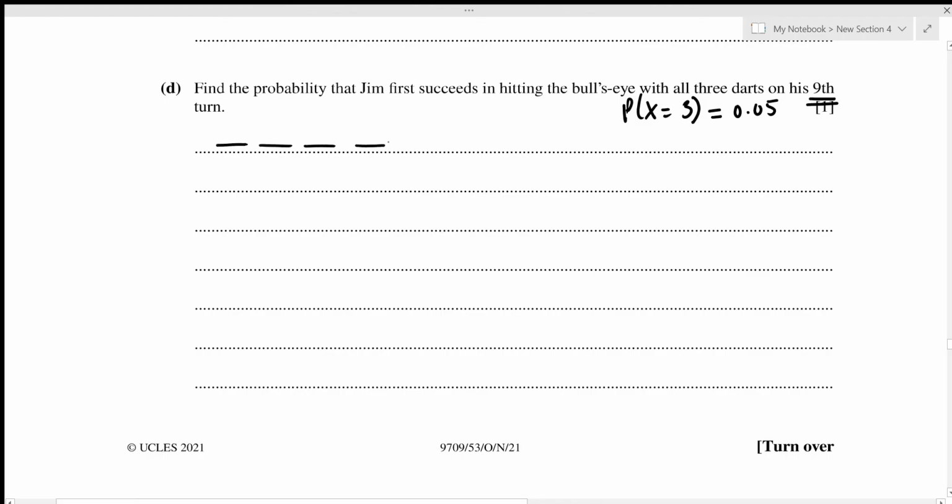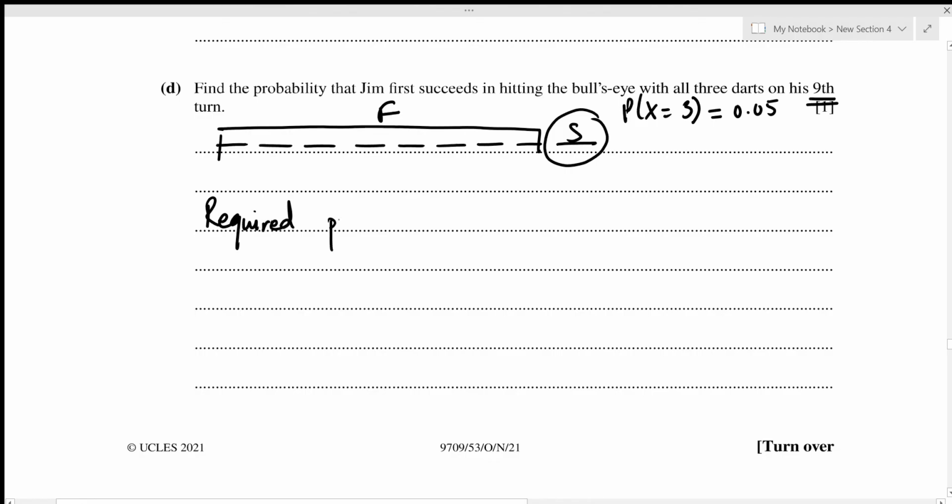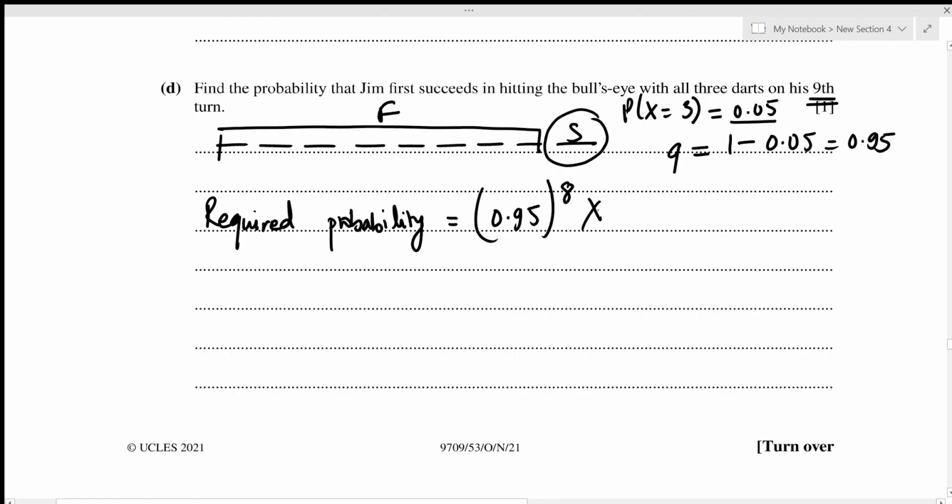So we have 6, 7, 8, 9 turns, and we only want him to succeed here, which means that for the first 8 turns, there needs to be a failure. And the success is only at the last turn. So the required probability is that we want failure for the first 8 turns, and we know that the success probability is 0.05, so the probability of failure is just going to be 1 minus 0.05, which is 0.95. Alright, but we want the failure to be 8 times, so we just have to put the power 8, and we finally want the success on the 9th turn, which we will multiply by the probability of success, which is 0.05. This gives us the required probability to be 0.033.